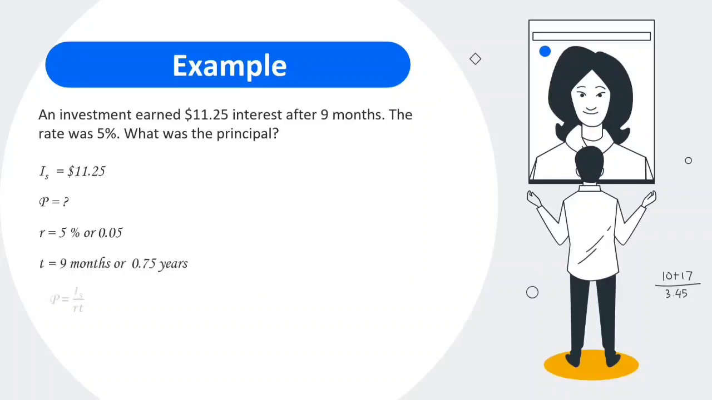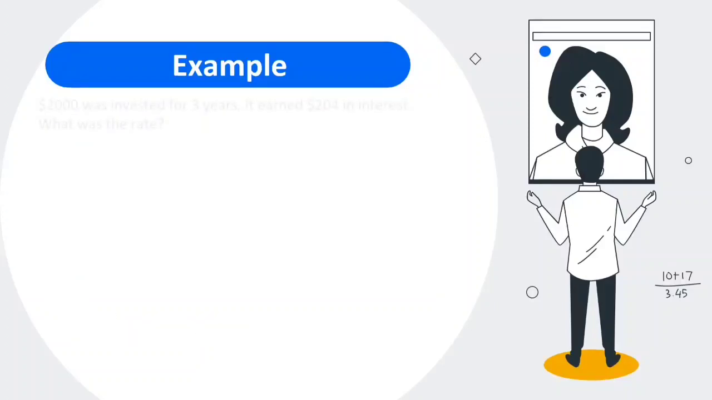Now, since we're looking for P, the formula for P, or the principal amount, is IS divided by RT. Now, substituting, we have 11.25 divided by 0.05 times 0.75, so that's $300. The principal amount is $300. Now, moving on to another example. $2,000 was invested for 3 years. It earned $204 in interest. Now, what was the rate?